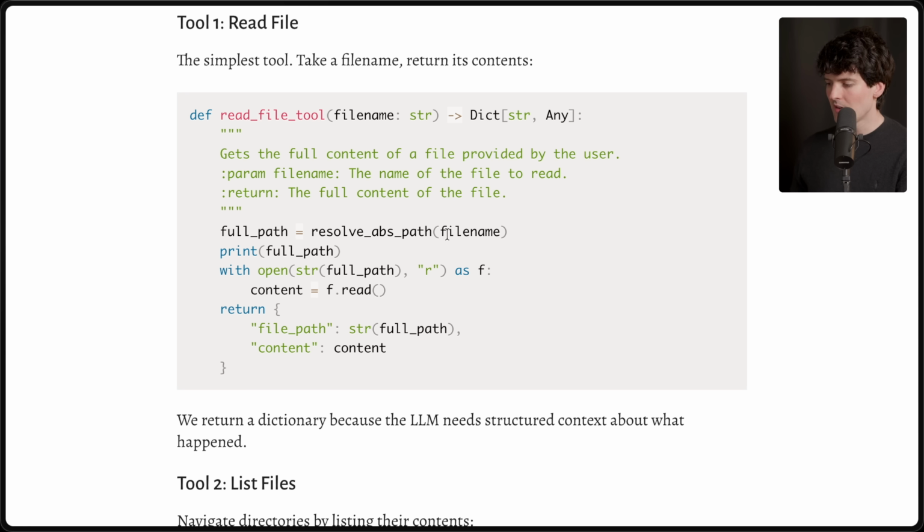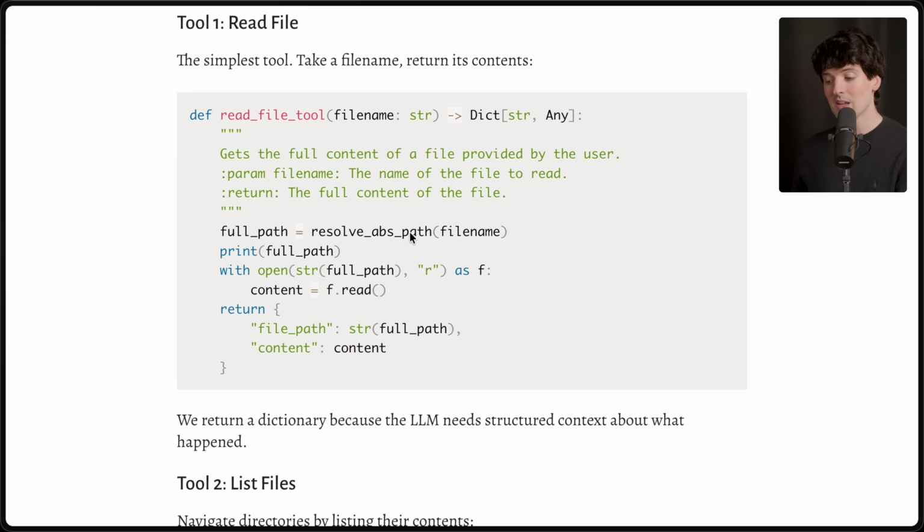Full path is resolve the absolute path with that file name. We print the full path first so we can see it in our UI. And then we open that file path as a read stream and grab the content. And then we return this JSON blob with file path, which is the string for the path, and content, which is the actual content of the file.